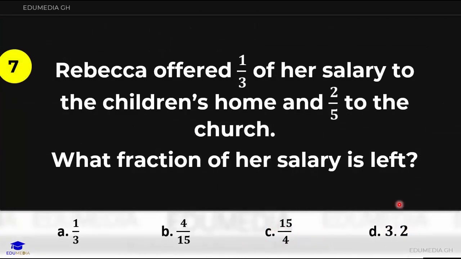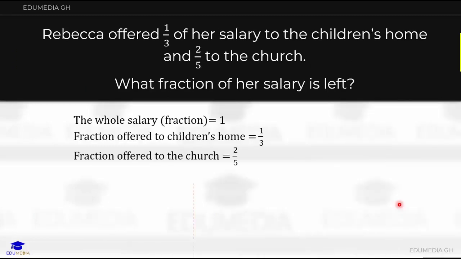Question 7. Rebecca offered 1/3 of her salary to the children's home and 2/5 to the church. What fraction of her salary is left? These are some of the information that we have from the question. We know that the whole salary in a fraction form is 1. So her whole salary in the fraction form is 1. And then the fraction that Rebecca offered to the children's home is 1/3. Also, the fraction that Rebecca offered to the church is 2/5.